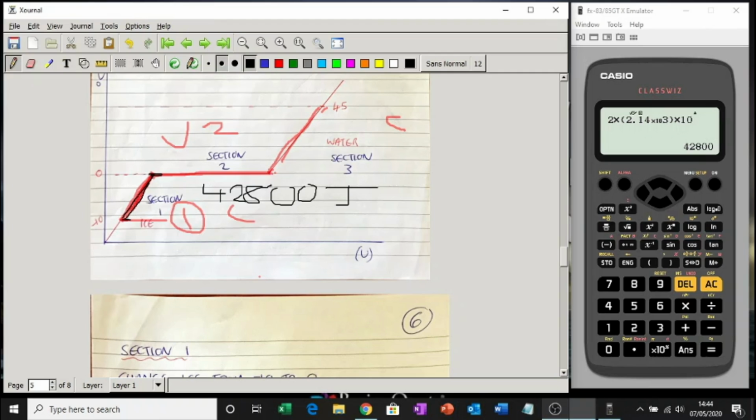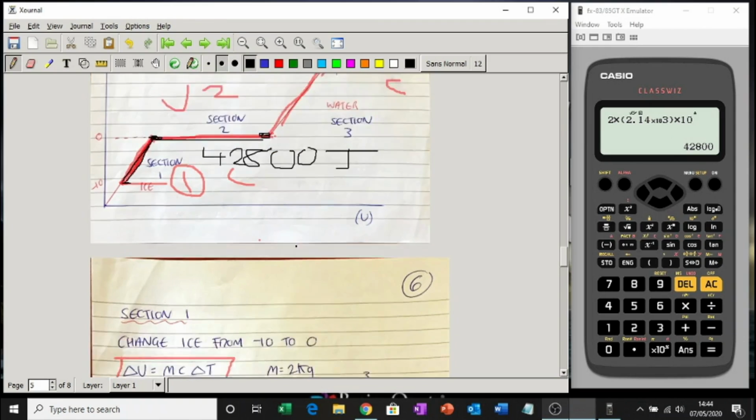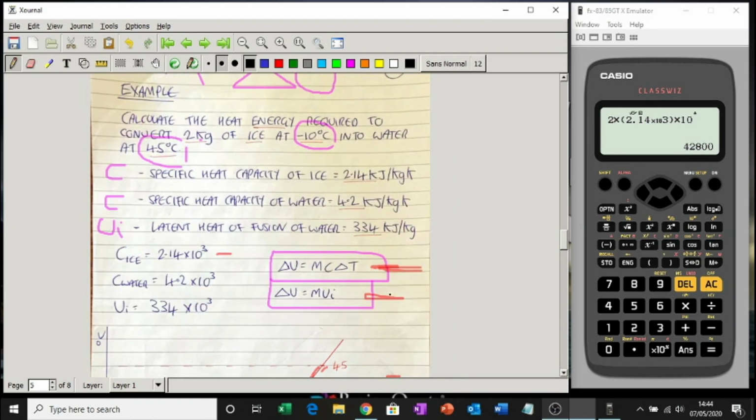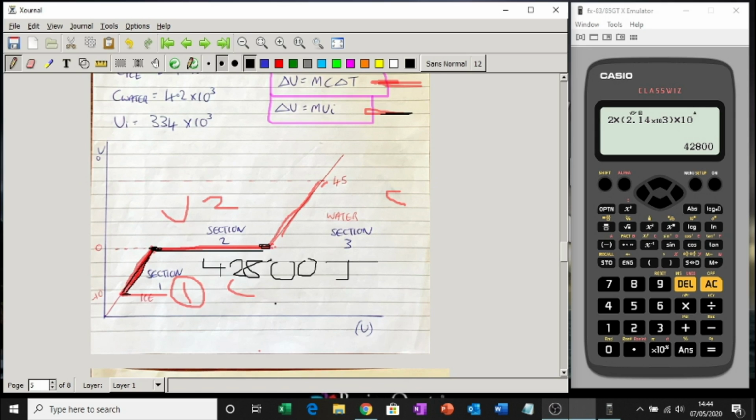Now we've got to this point now, 0 degrees. We need to work out how much energy to go from here all the way to here. So we've got to melt the water now completely. So we'll use this. Completely melt ice into water. This is what we're going to be using, the latent heat bit, which is this bit here. There's no increase in temperature, just the energy is being used to break the bonds. That's 0 degrees and that's 0 degrees. So it's ice there, and it's starting to go mushy. It's all water there, so we need to work out how much energy we need to go from here to here.